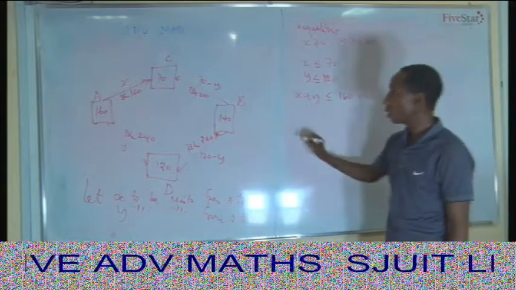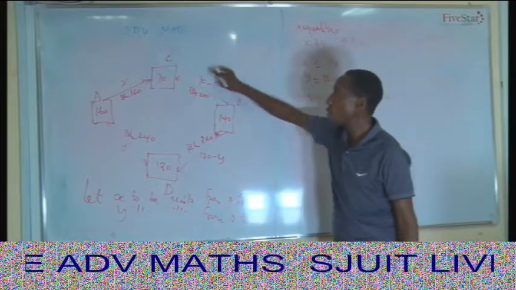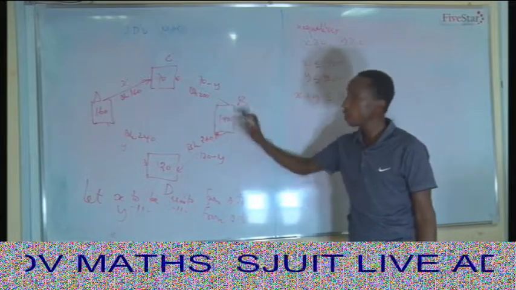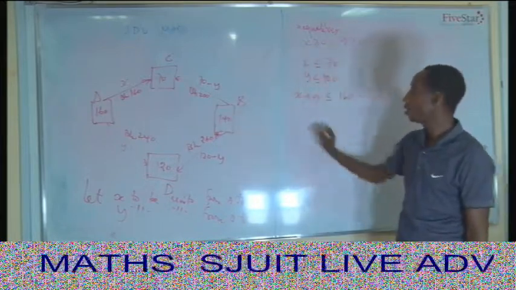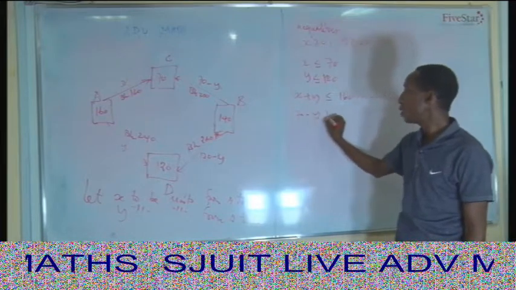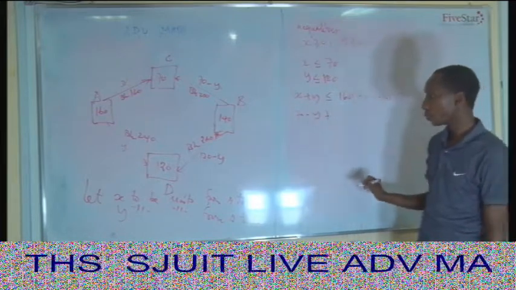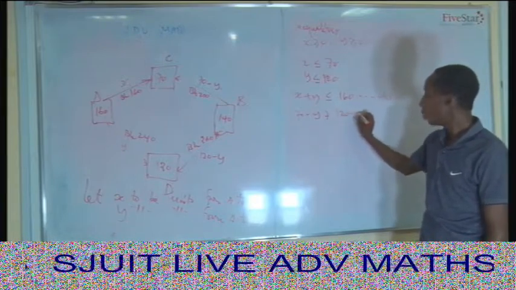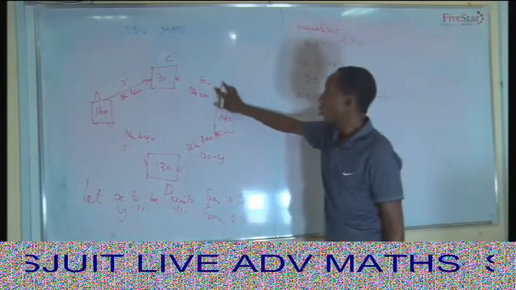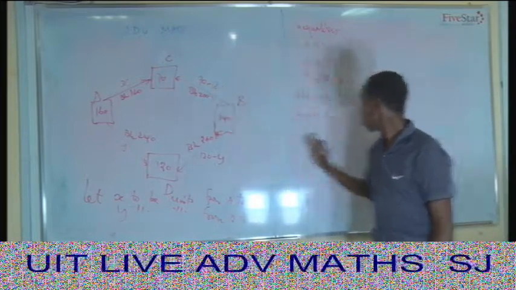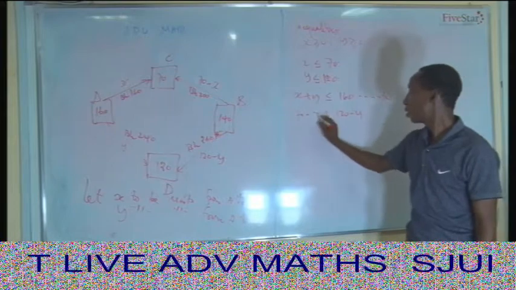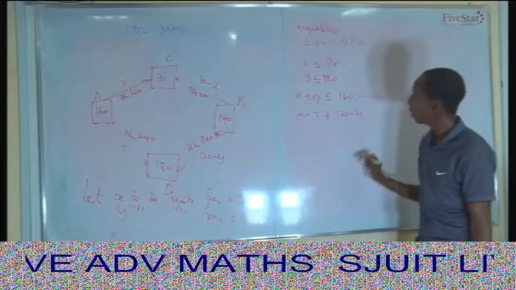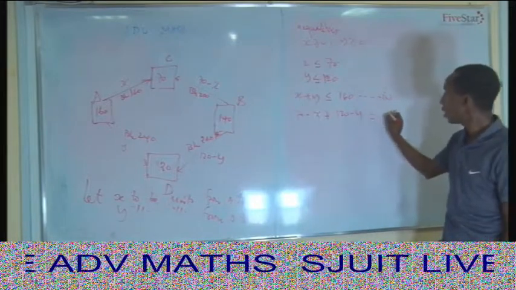And of course, the units transported from B to C and from B to D should not exceed the factory capacity, which is 140. That is, if you take 70 minus x, plus 120 minus y. Of course, this is supposed to be x, because the unit taken from A to C is x, so that is 70 minus x. This should not exceed 140.